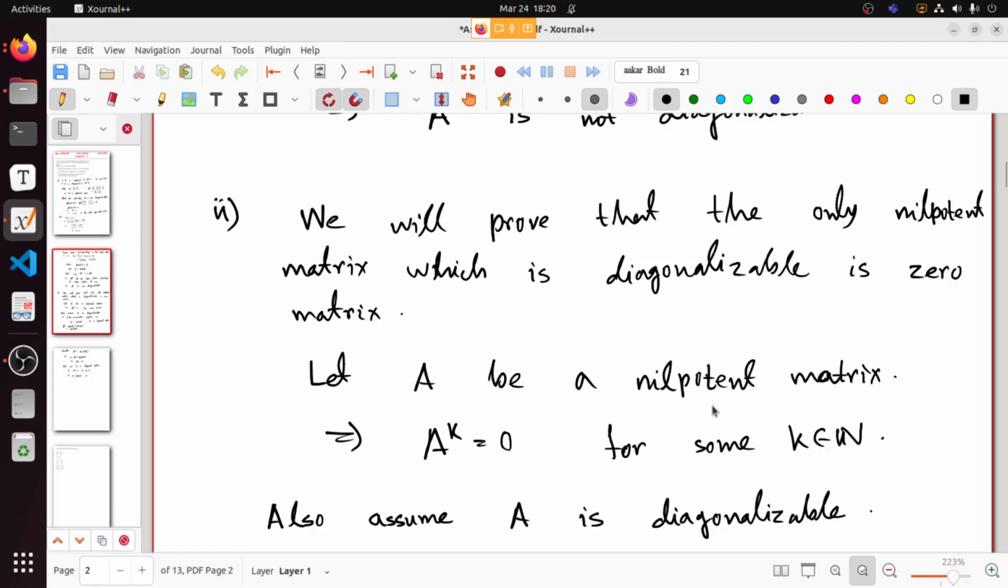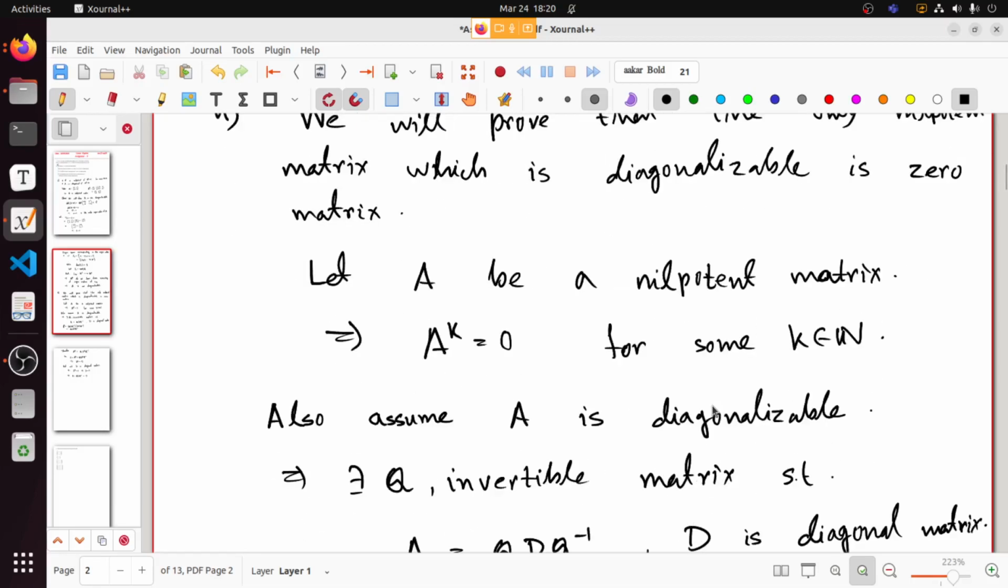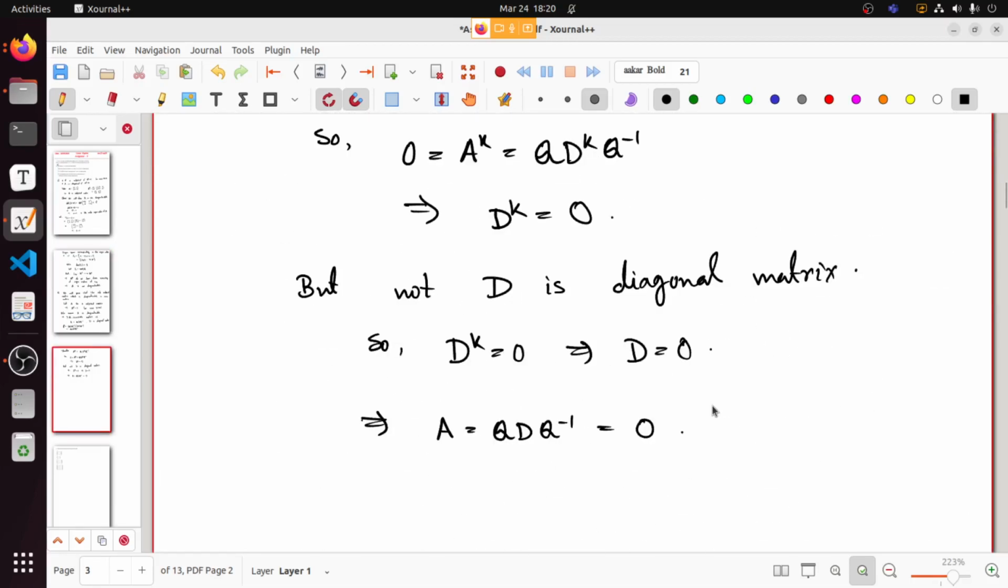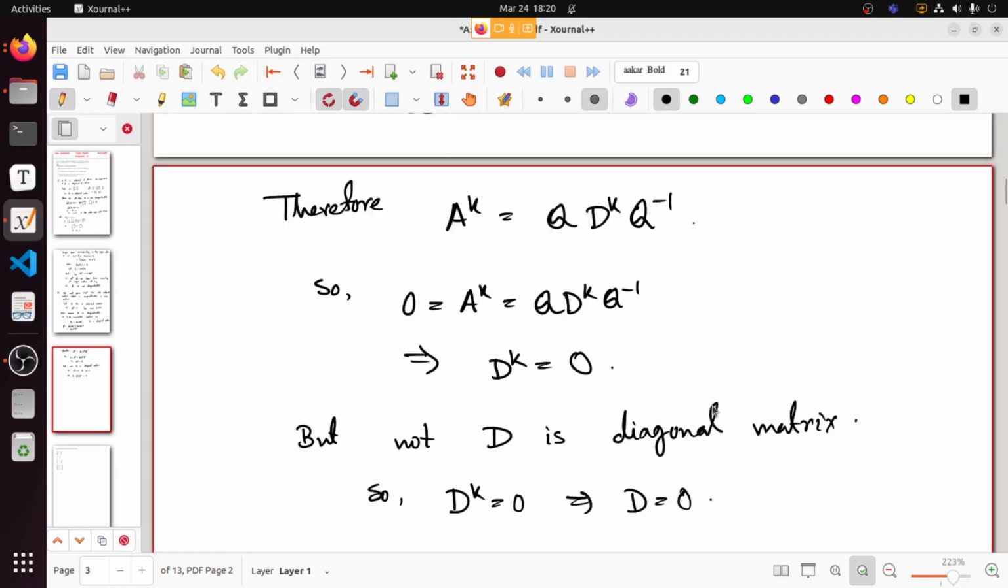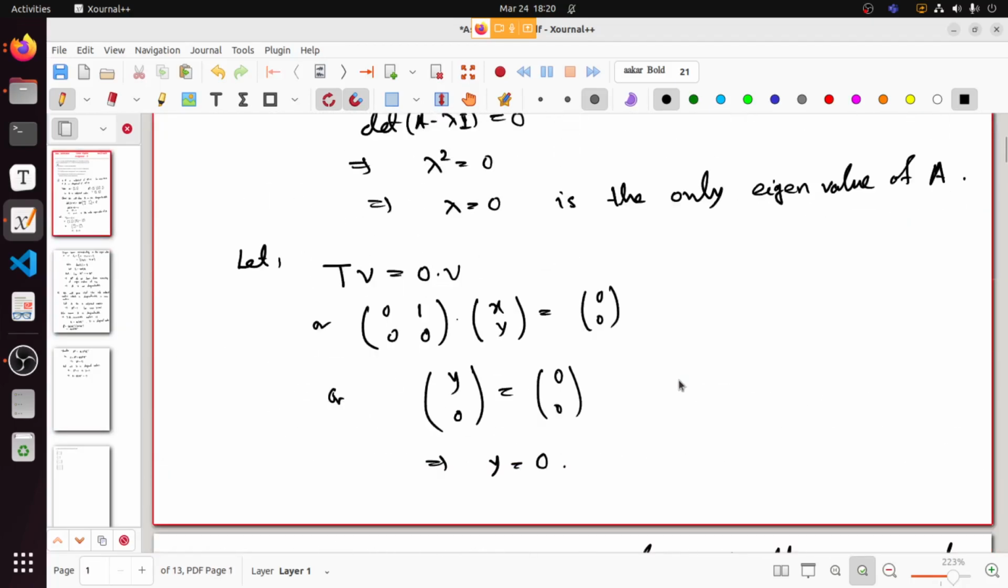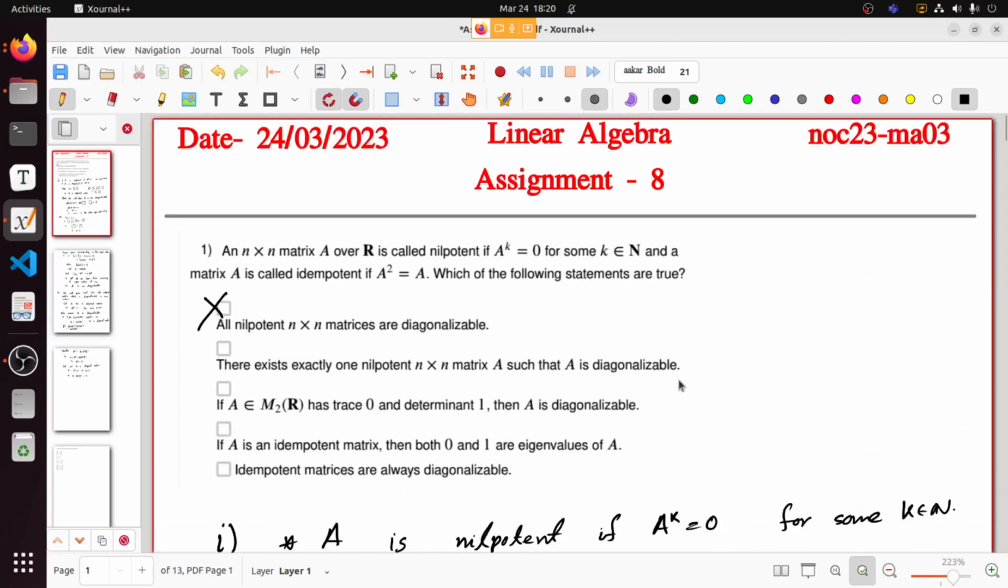So we start with the assumption that A is diagonalizable and nilpotent, and we get that A is the 0 matrix. So we have shown that the only nilpotent matrix which is diagonalizable is the 0 matrix. So the option is correct: there exists exactly one nilpotent matrix which is diagonalizable. So option number 2 is correct.